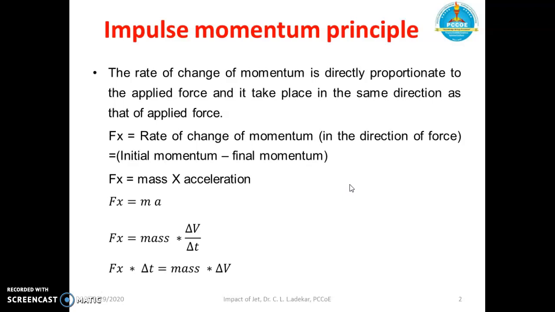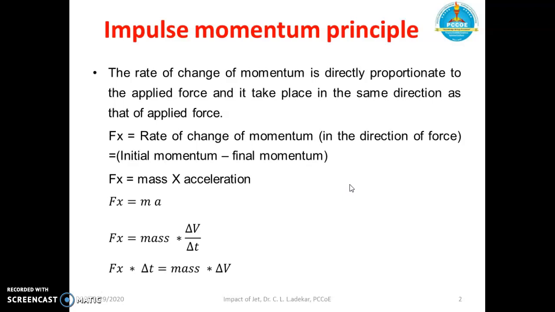Very first is the impulse momentum principle. What does it state? It states that the rate of change of momentum. Now the question is, what is momentum? Momentum is the velocity into the mass of any object. So if mass is more, the momentum will be more, or if the velocity is more, momentum will be more.